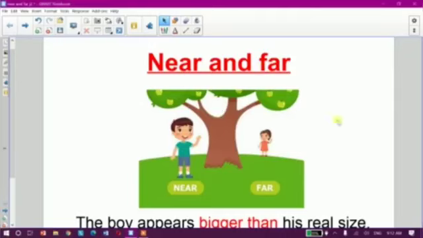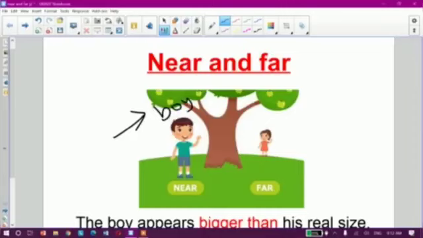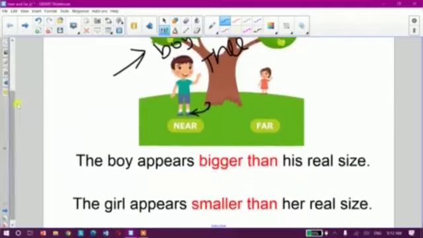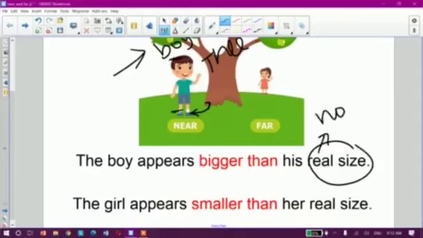Could you look at this picture? Yes. In this picture, there is a boy, and this boy stands next to the tree, very close to the tree. So I said, this boy is near from the tree, because this boy appears with his real size. Real means what? It's normal size. So this boy is near from the tree.